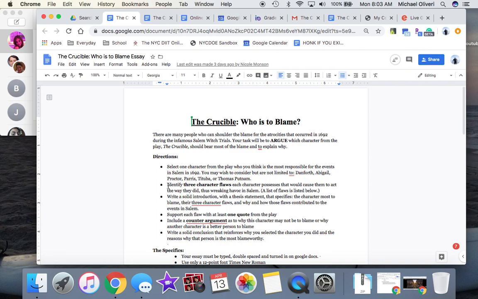You also need to identify three character flaws each character possesses that would cause them to act the way they did, thus wreaking havoc in Salem. We have a list of flaws below that we'll go over. Write a solid introduction with a thesis statement that specifies the character most to blame, their three character flaws, and why and how those flaws contributed to the events in Salem. Support each flaw with at least one quote from the play.